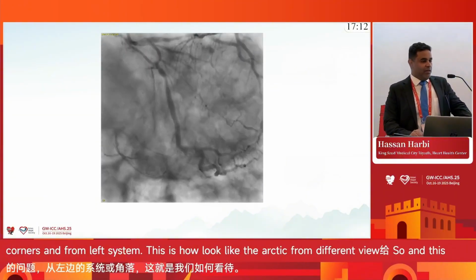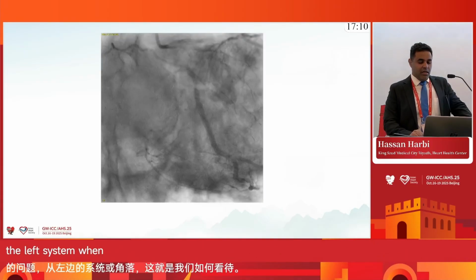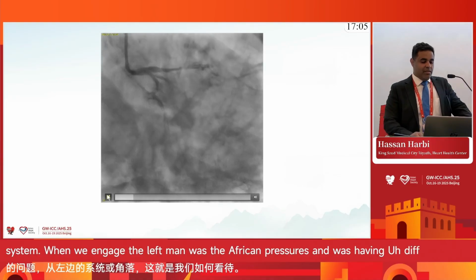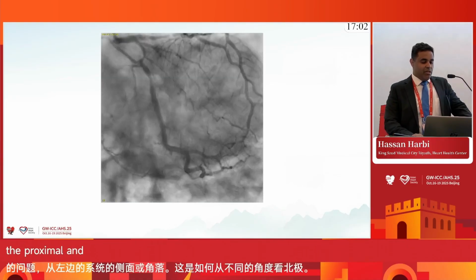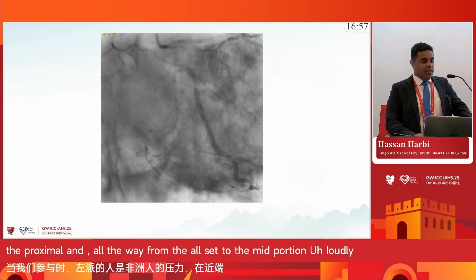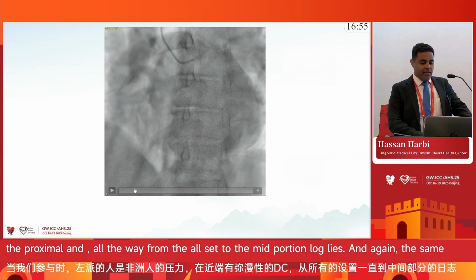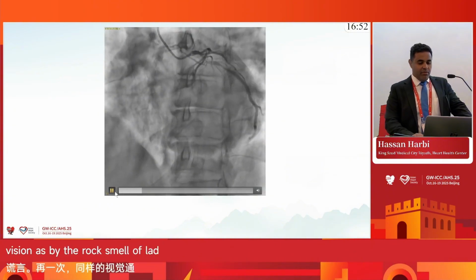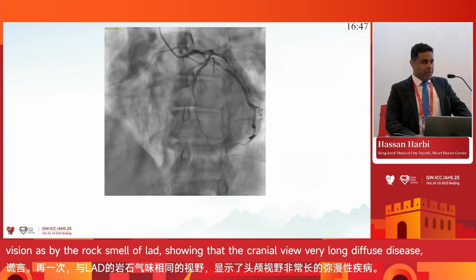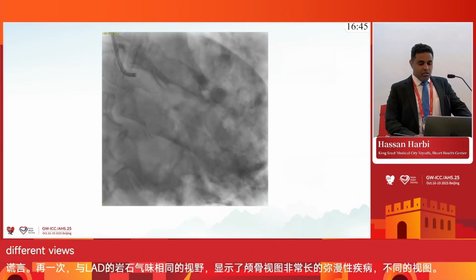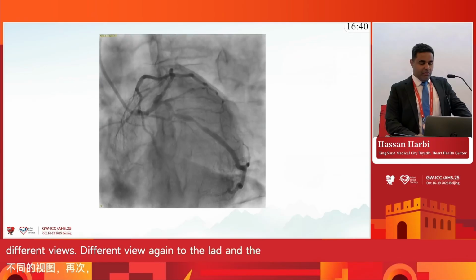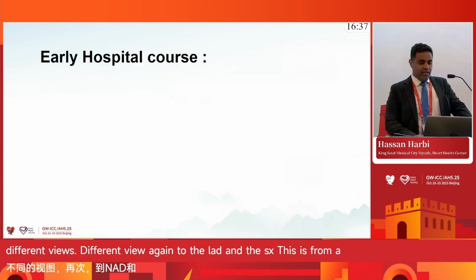When we engaged the left main, it was damping pressures and had diffuse disease at the proximal LCX, all the way from the ostium to the mid portion. A long lesion, and again the same lesion at the proximal LAD, showing in the cranial view very long diffuse disease, in different views. So different views again of the LAD and the LCX. This is from the spider view, a very long diffuse LAD.